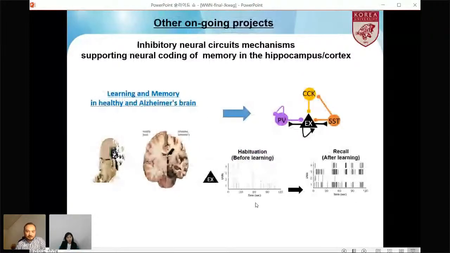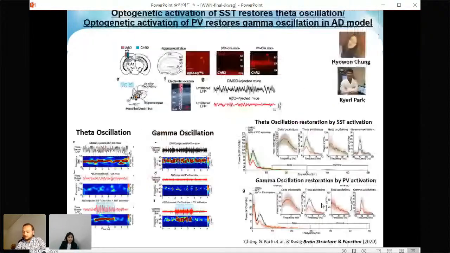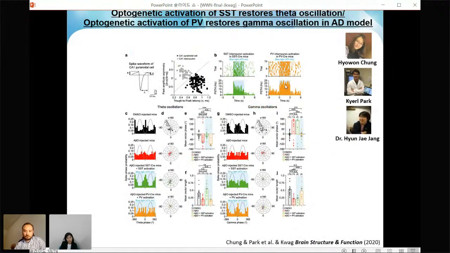And lastly, just to show you what other ongoing projects are in the lab, we are also interested in how memories are encoded into neural codes, spike trains, and then also how PV and SST contribute to decoding of memory into spike trains. So this is our previous work. We activated PV or SST in healthy and Alzheimer's disease mice to see that, for example, SST interneuron activation can restore theta oscillation impairment in Alzheimer's disease, and PV activation can specifically restore gamma oscillation impairments in Alzheimer's disease.